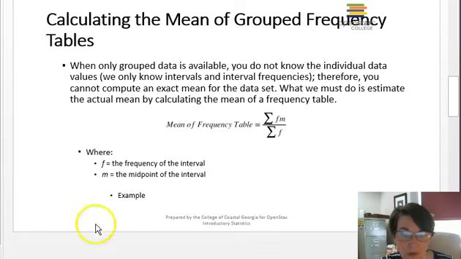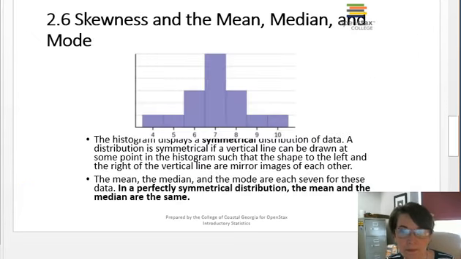This formula tells me that I will multiply those together for the top, and then I would divide by just the sum of the frequencies. So that is how I use that. This is the frequency times the midpoint, and down here is just the sum of the frequencies. And that is how we calculate it for grouped data.